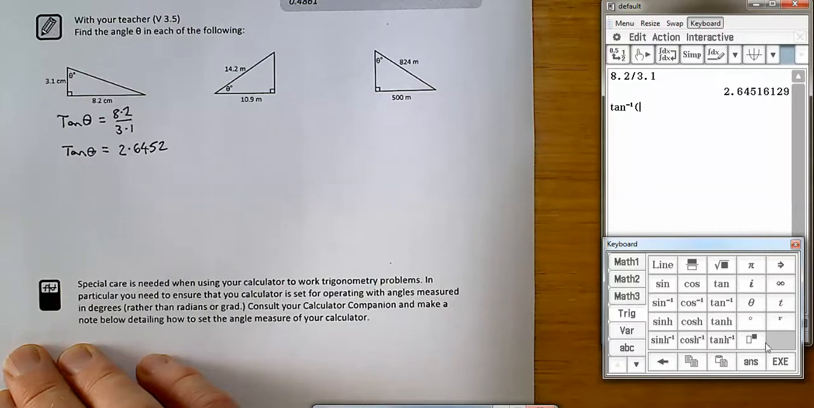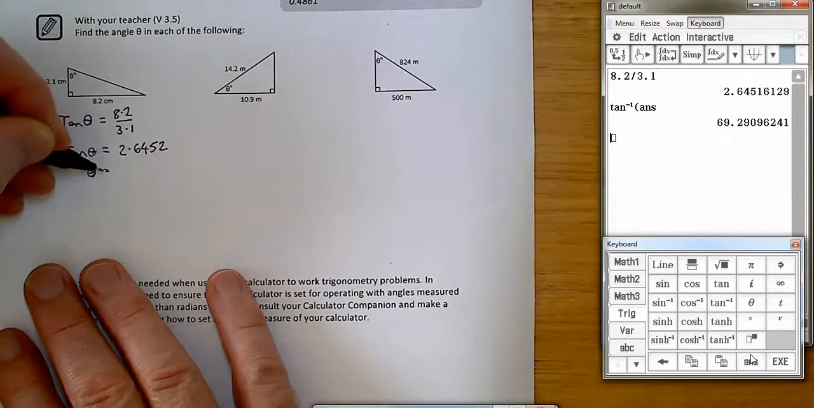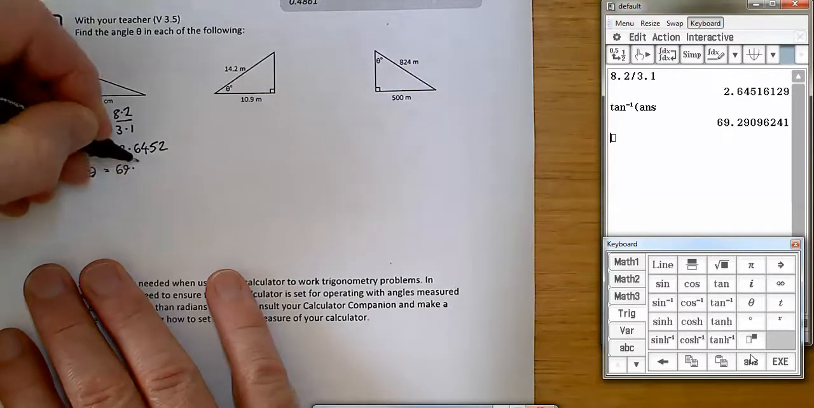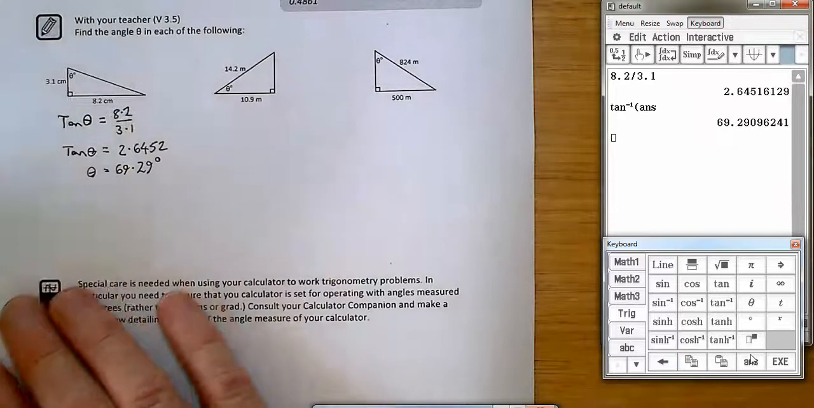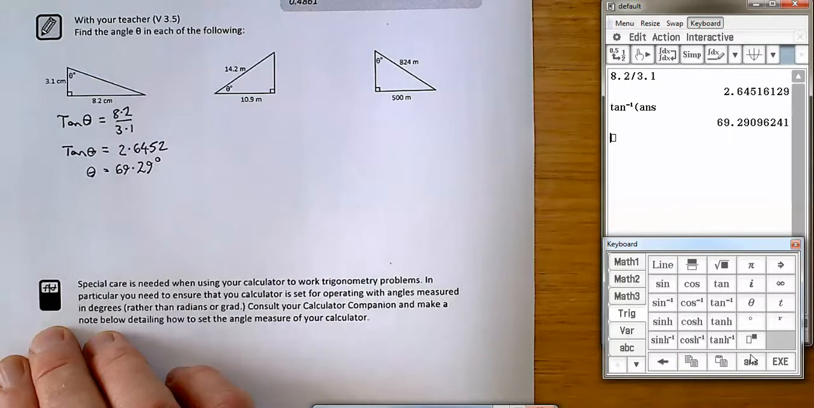If you can use this, it's really good. I've got the previous answer on the screen, so I want to find the angle that's got a tan value of my previous answer, because that's going to take into account all the decimal points. I don't even have to close it with a bracket. And the answer is theta equals 69.29 degrees. In this course, it's okay to leave your answer just as a decimal like that.